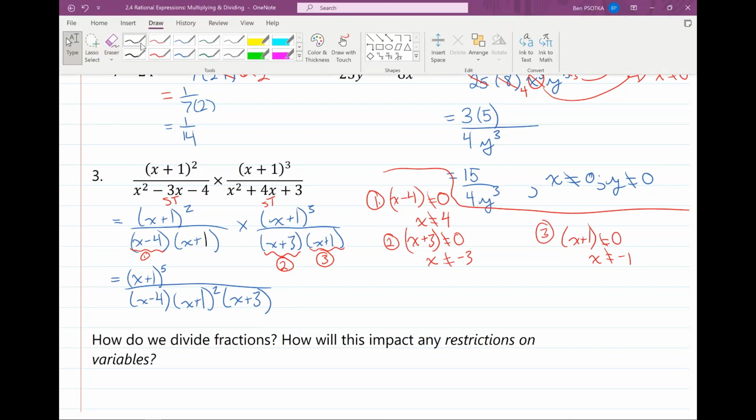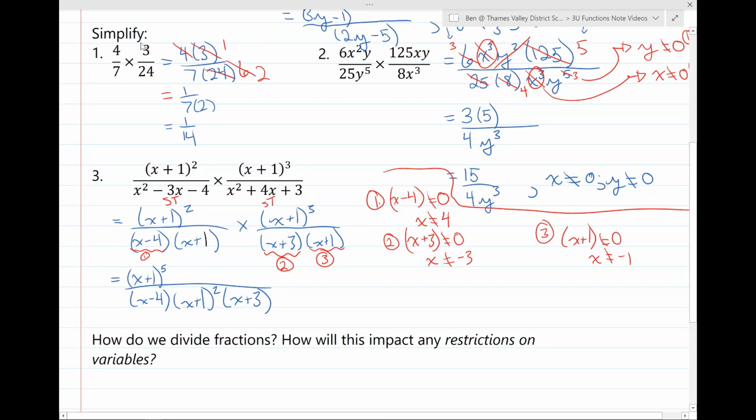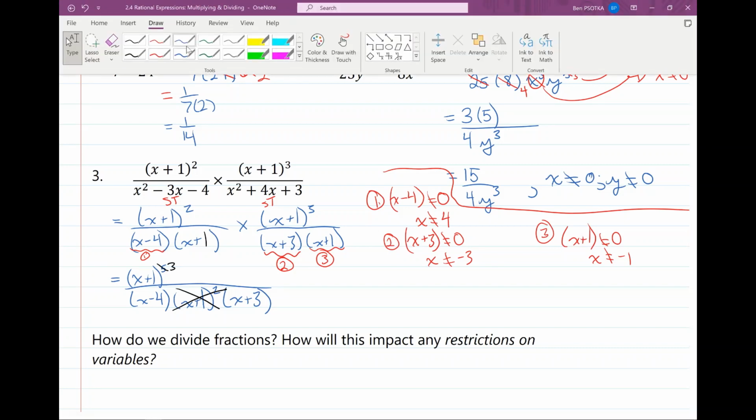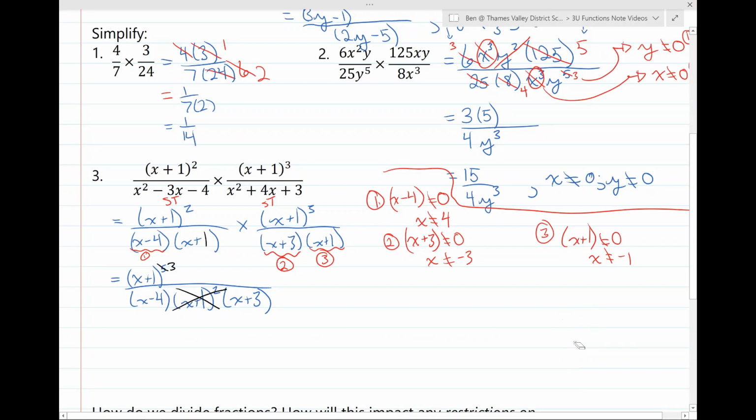Now from here, I can perform my cancellations, and I'm allowed to perform my cancellations because I've already stated my restrictions. So I have an x plus 1 to the power of 5 in the numerator, and x plus 1 to the power of 2 in my denominator, so that'll get fully canceled in the denominator, leaving me with x plus 1 cubed in my numerator. I can restate this here, leaving me with x plus 1 cubed divided by x minus 4, x plus 3. Restate my restrictions right here.